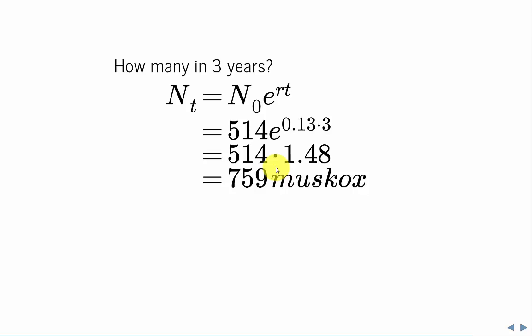We can use this estimate of little r now to figure out, for example, how many muskox there will be in 3 years, assuming that the per capita birth and death rates do not change from their average value over the previous 18 years. So now we simply plug in n naught is 514, our estimate of little r is 0.13, t is 3. We calculate this part and we see that we expect the population to increase by a factor of 1.48, which gives us 759 muskoxen in 3 years.